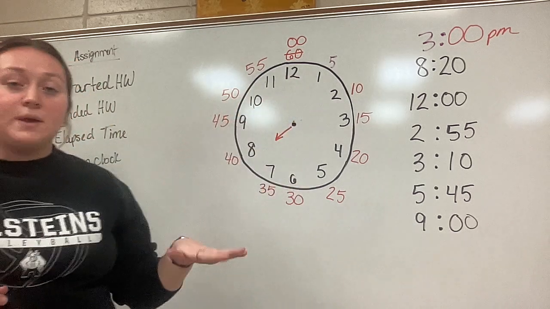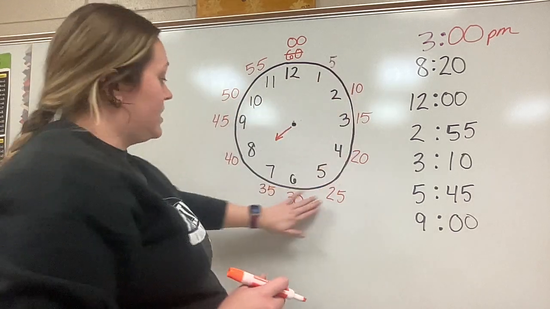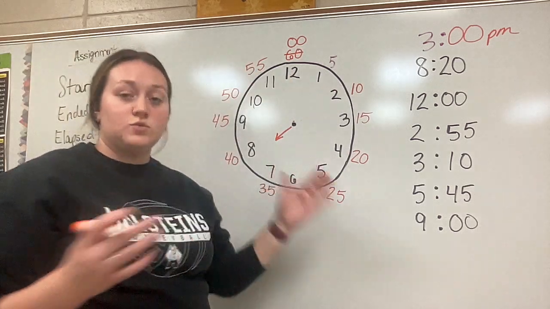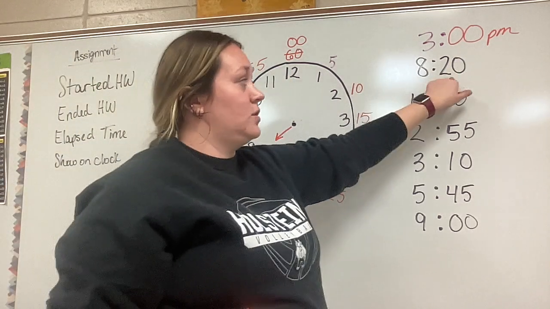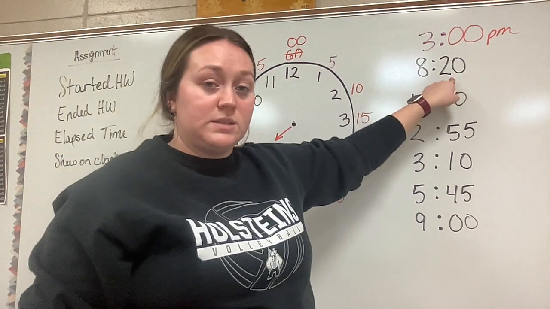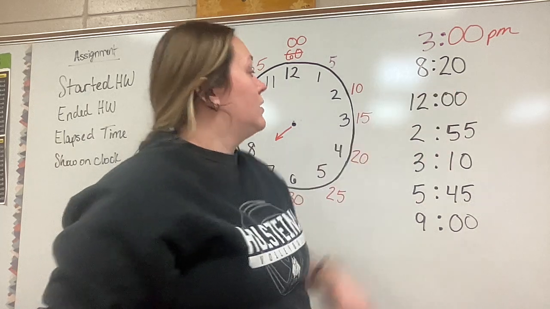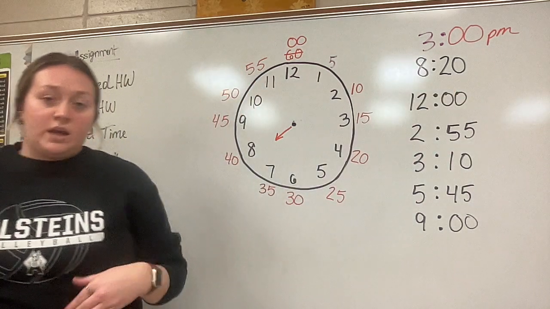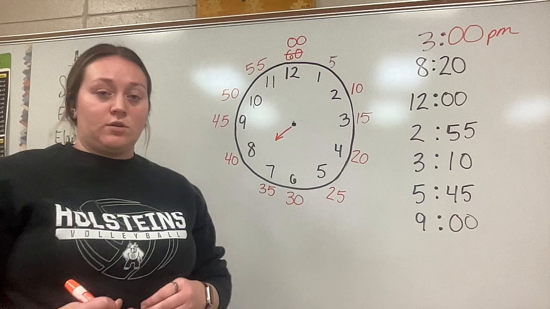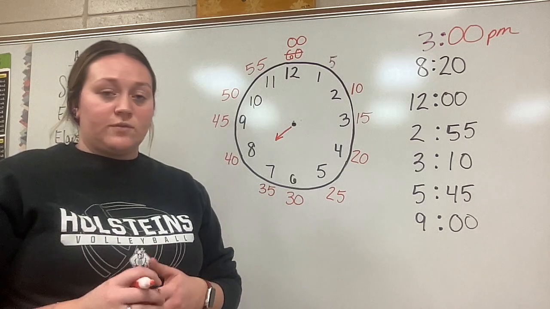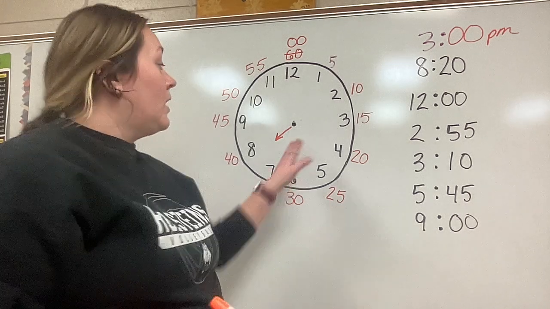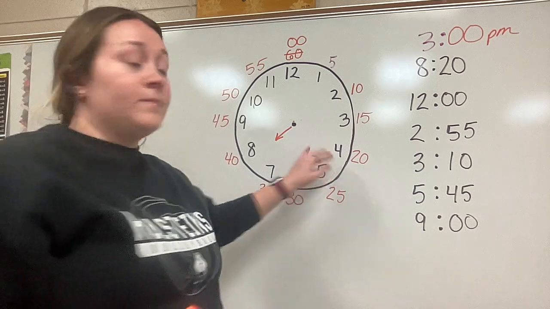The minutes are for our big hand. Where on here do I have 20? Because remember, we're doing 8:20. This represents the amount of minutes that have passed during that hour. So if I do 8:20, where does my big hand have to go to? Again, pause if you need to think for a minute. It's going to go to the 4.